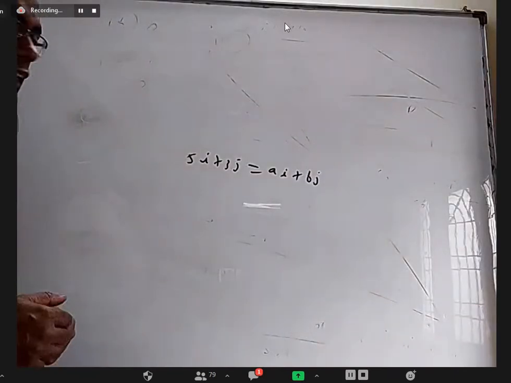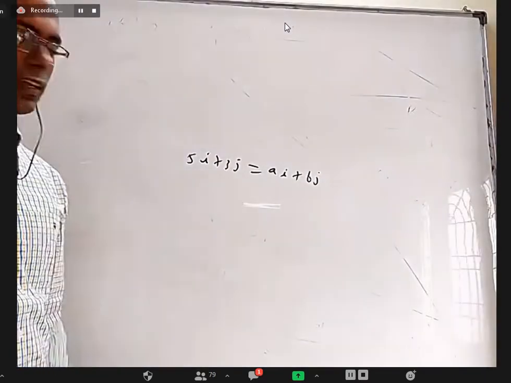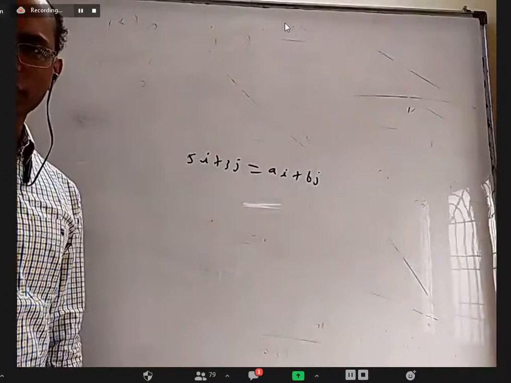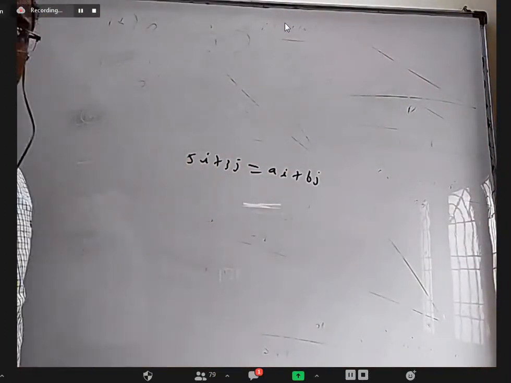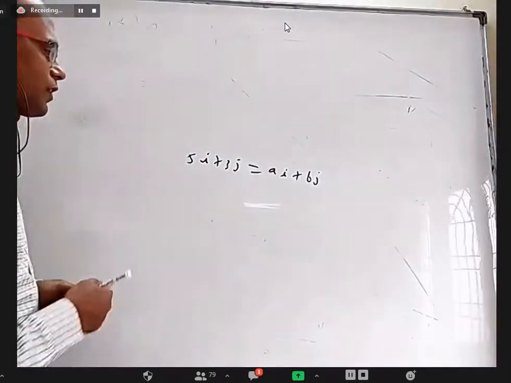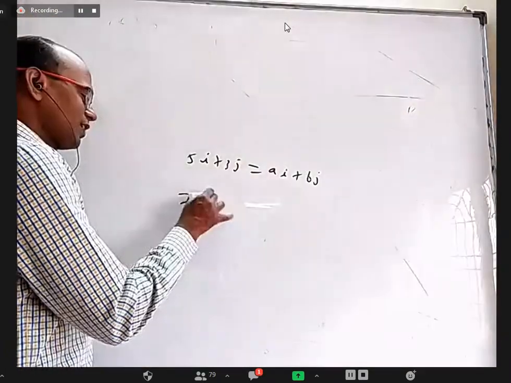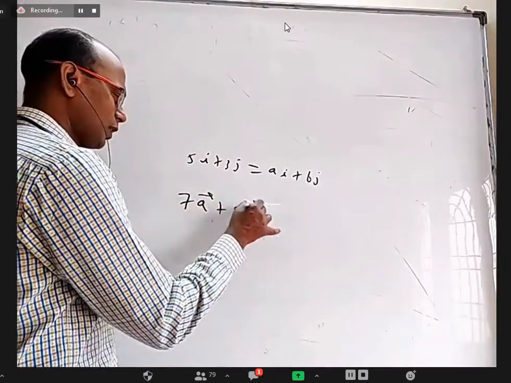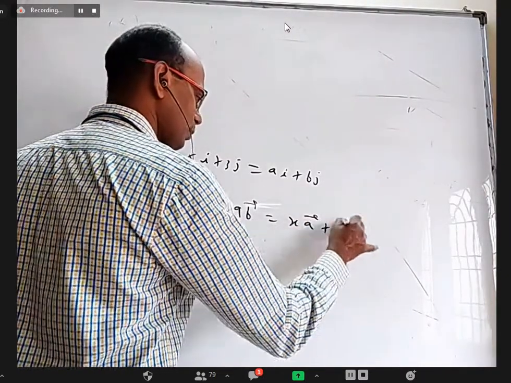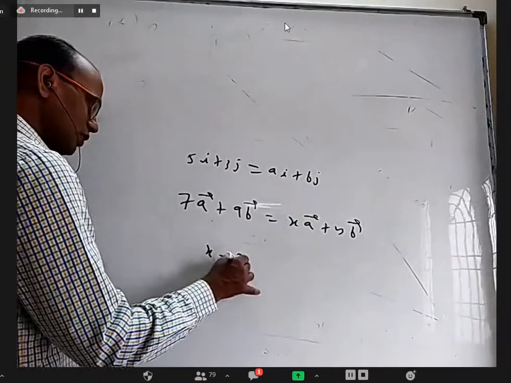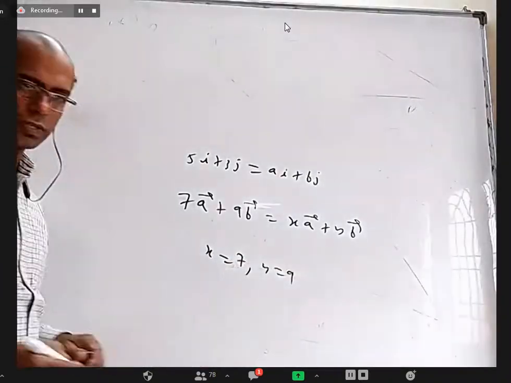But why? What is this equating coefficients and all? It's not like a polynomial where we are equating the x coefficient to the x square coefficient. So why must a be 5 and b be 3? Or for that matter, if I say 7a bar plus 9b bar is equal to some x a bar plus y b bar, can I say x is equal to 7 and y equal to 9 from this?